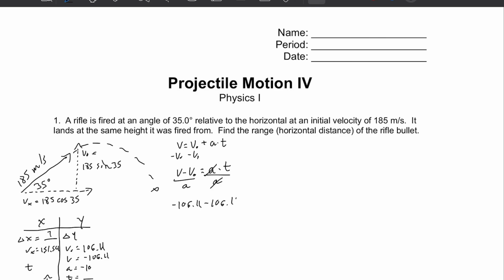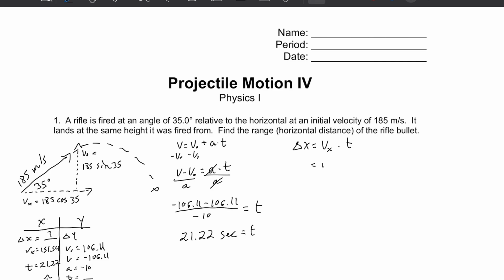Negative 106.11 minus 106.11 divided by negative 10 will get us our time. Again, that just solves for time, it doesn't answer the question, but it moves us forward in answering that question. And we get the total time in the air as 21.22 seconds. We can now place that on the left side of our XY table, and we're ready to solve for displacement in the x direction. Delta x is Vx times time.